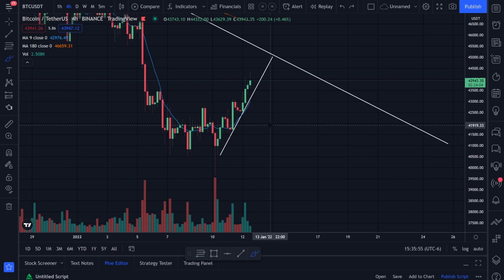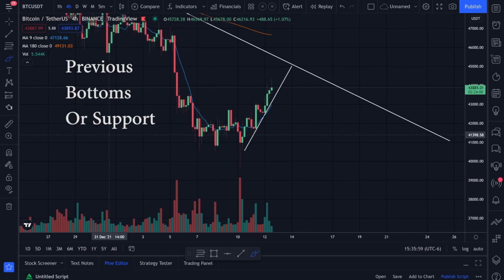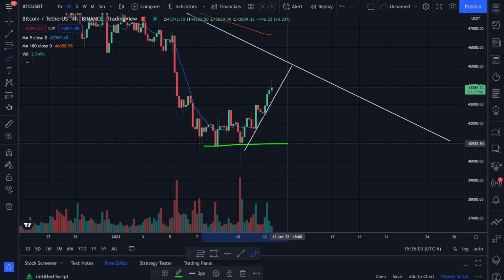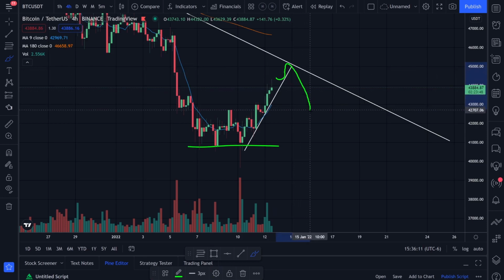So that brings me back to what I was going to say. This is another time when I like to buy. So the spots that I also like to buy are previous support levels. We have support all the way down here. This one is sitting at around 40,825.